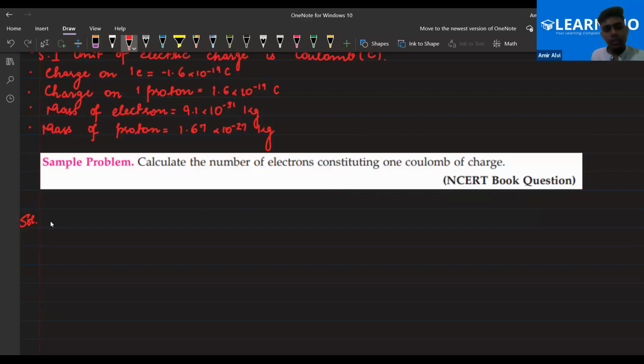Okay. As you can see, it is asking how many electrons there are in one coulomb of charge. So Q is equal to 1 coulomb, right? e will be equal to 1.6 into 10 to the power minus 19 coulomb. Here we are not considering the sign because we just need to calculate the number of electrons, so we can ignore the sign of the electron. Clear, everyone? Now let's implement the formula, that is Q is equal to ne.